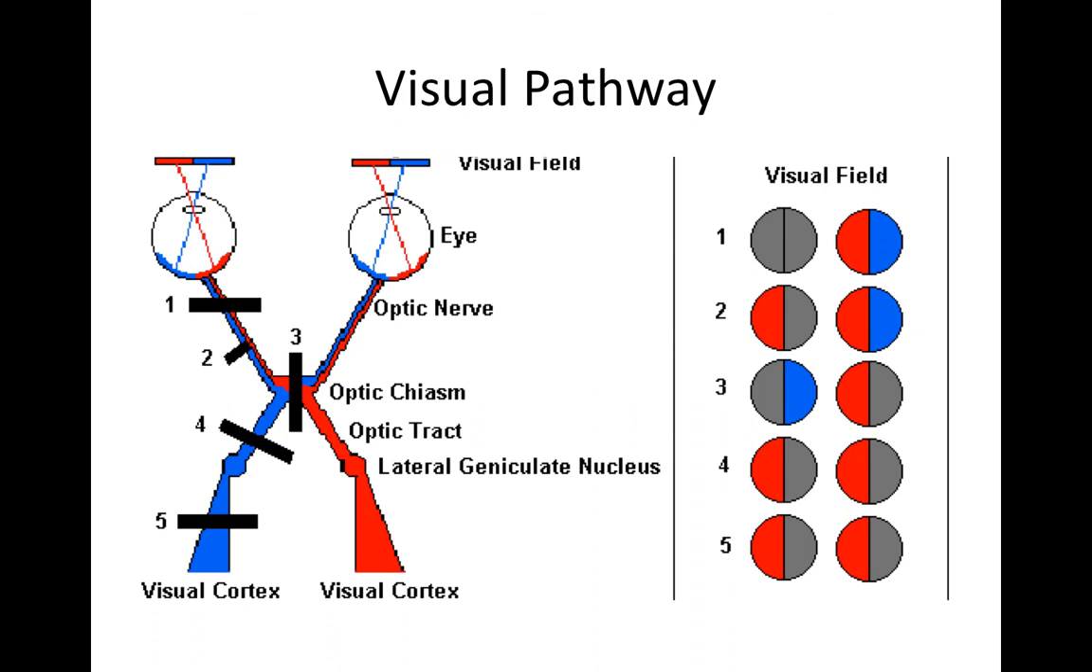Okay, next, number 4, and number 5, so now we've transected the optic tract or the lateral geniculate nucleus. Both of these will result in vision loss, and it's going to be vision loss specifically to the right visual field.